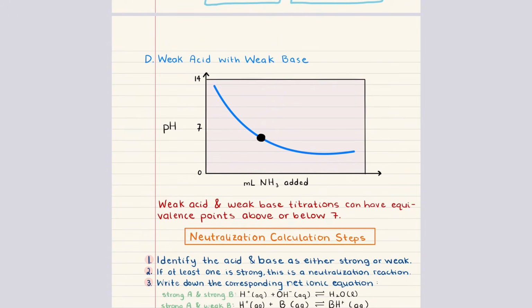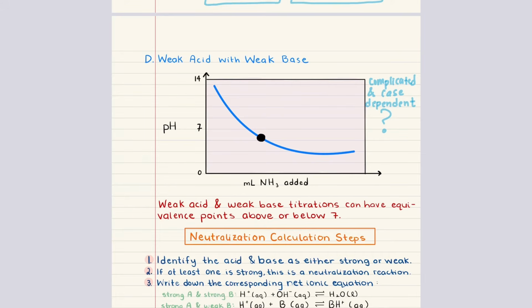Finally, let's talk about weak acid and weak bases. When both partners are weak, neither one fully dissociates, so the reaction does not go cleanly to completion. Where the equilibrium sits, and therefore the pH, really depends on the relative strengths, Ka for the acid, Kb for the base. If Ka is larger than Kb, the mixture leans acidic. If Kb is larger than Ka, it leans basic. If they're comparable, it can land near neutral.